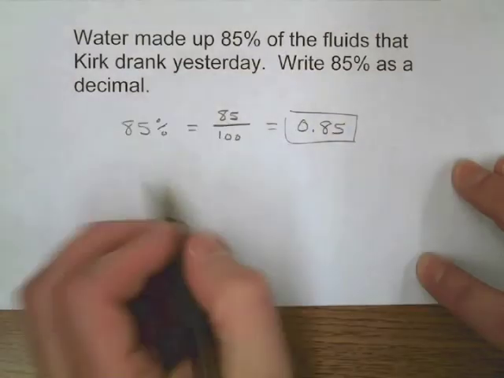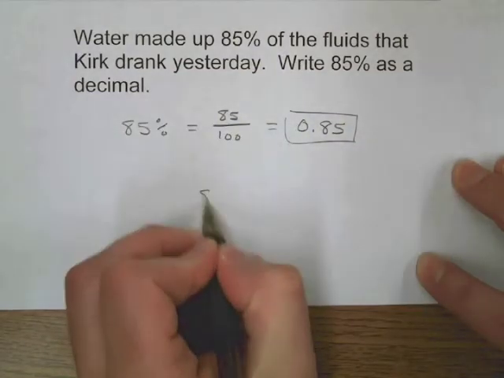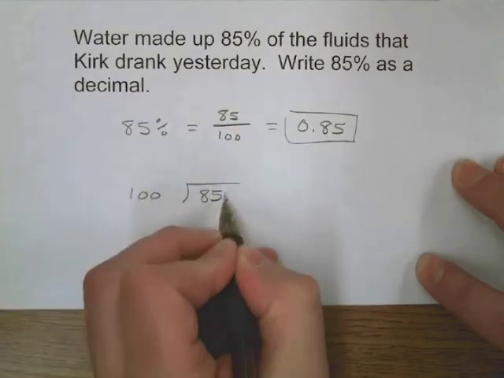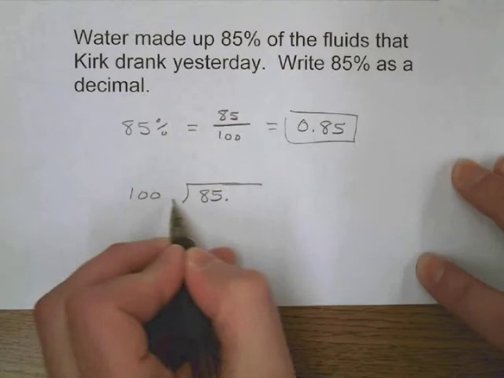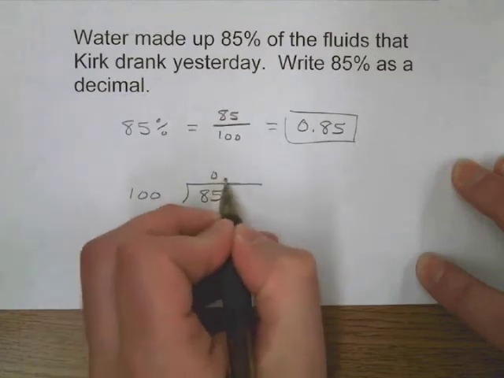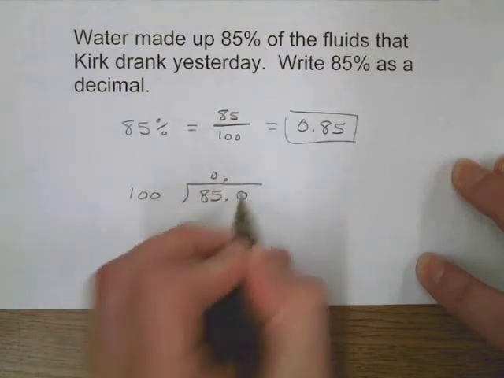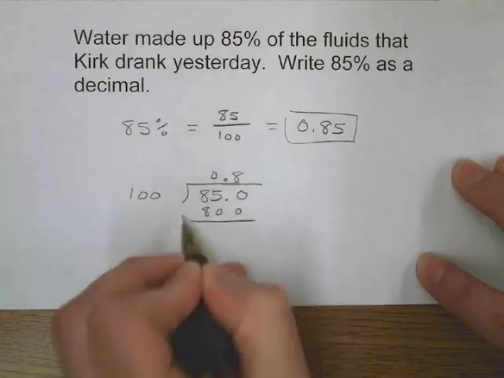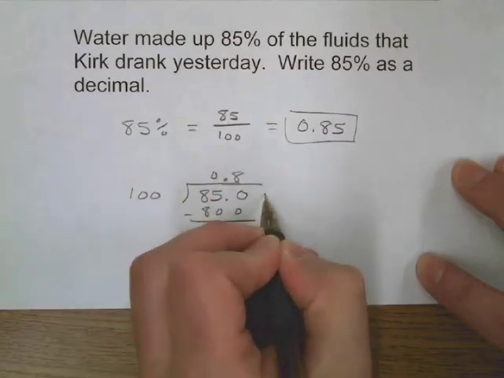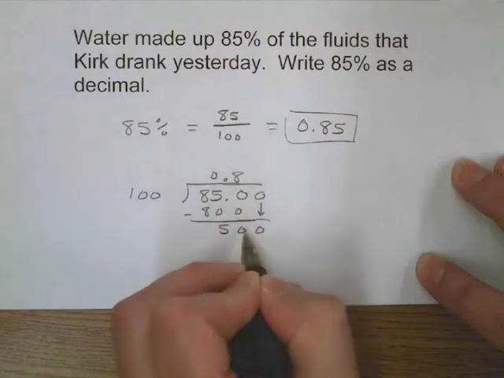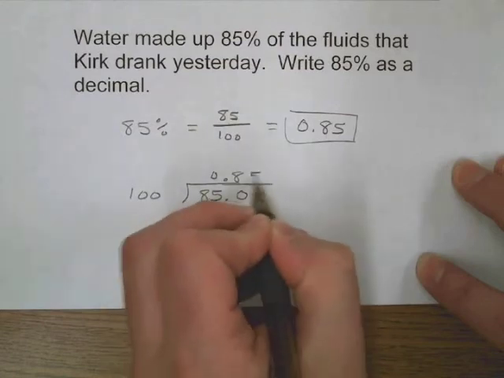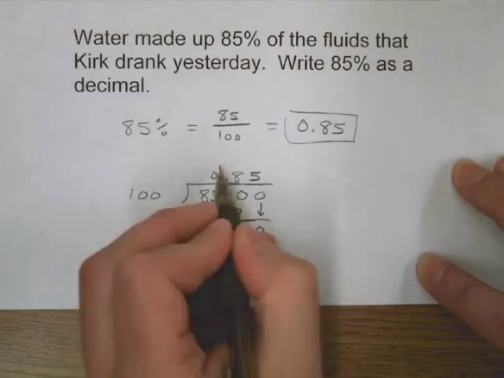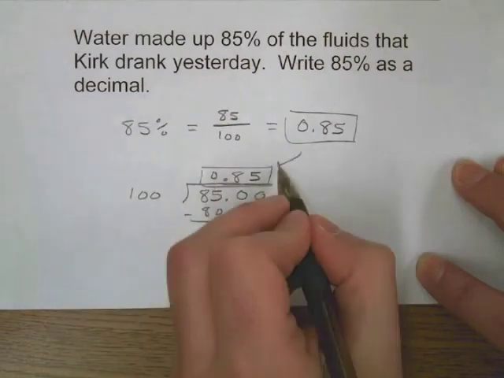But again, as a reminder, I could also think of this as 85 divided by 100. Well, 100 goes into 85 0 times, but it goes into 850 8 times. Bring in another 0 here, and it goes into 505 times. And I'm left with 85 hundredths.